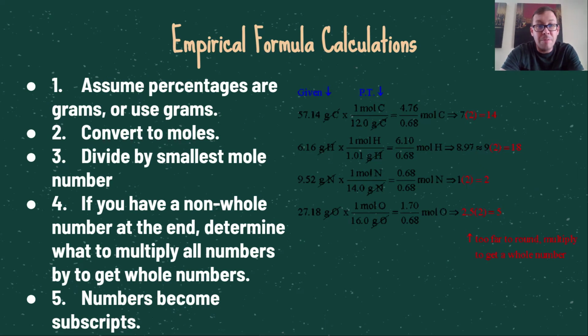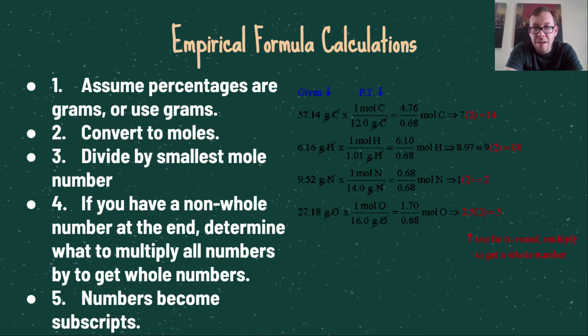So there are several different steps you're going to want to do as you go through empirical formula calculations. Number one, you're going to want to assume your percentages are grams, or if it just gives you grams, use them. So if you aren't given grams and you're given percentages, just assume those percentages are grams. Step two is we're going to convert to moles, which you can see there.